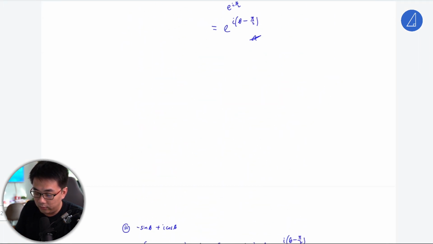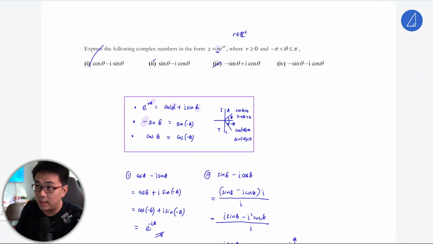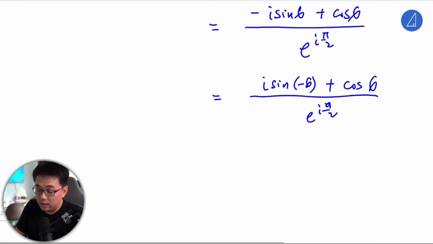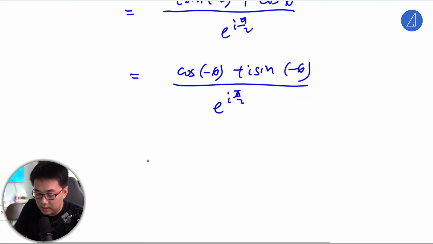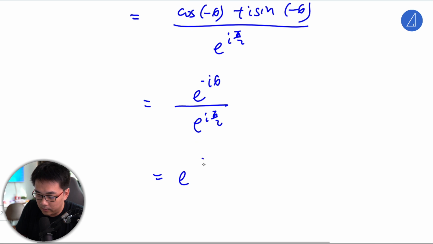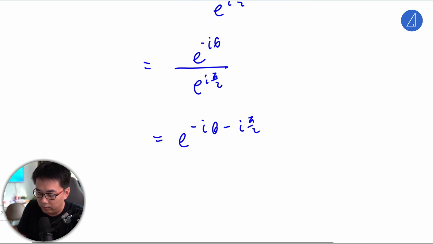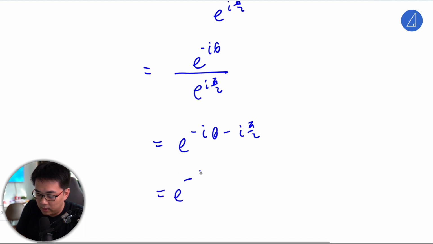So I'm going to use this formula here where cosine theta is equal to cosine negative theta. For cosine, you could just introduce the negative angle as and when, whereas for the sine you could just bring the negative out of the function. So in this case we get e^(i(minus theta)) over e^(iπ/2). I'm going to rewrite this as e^(minus i(theta plus π/2)).